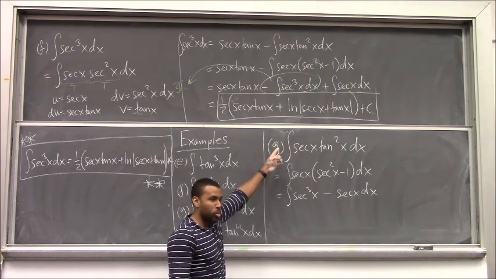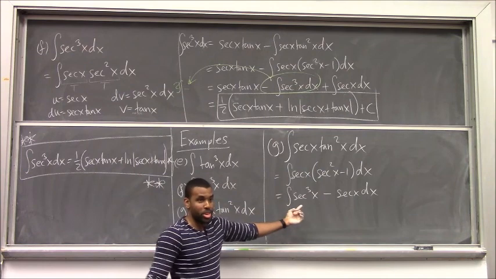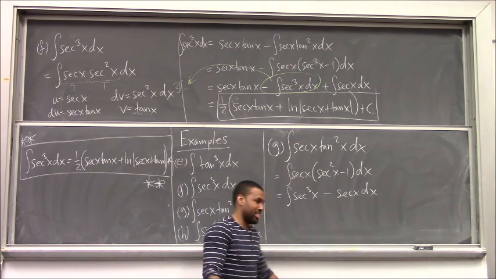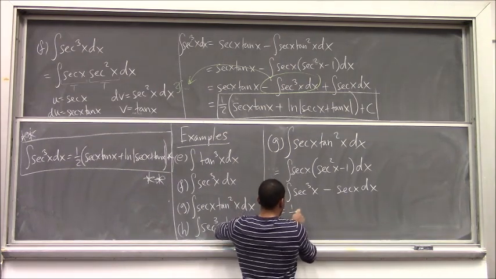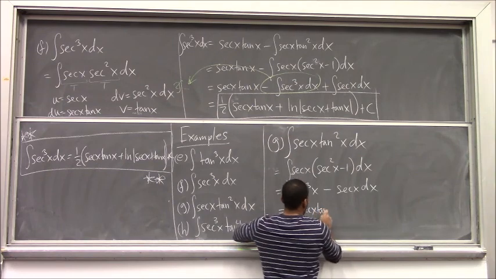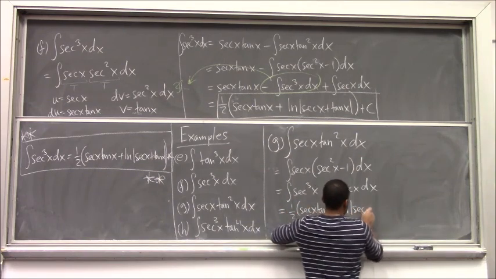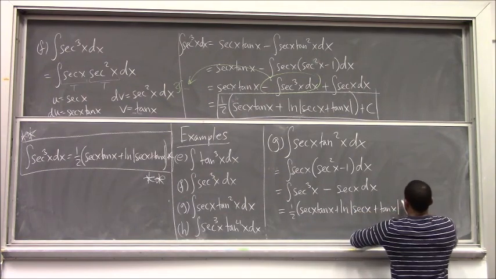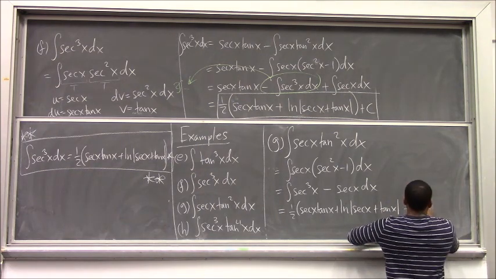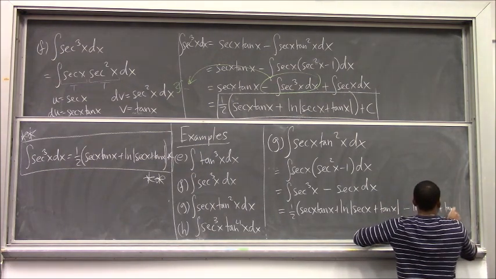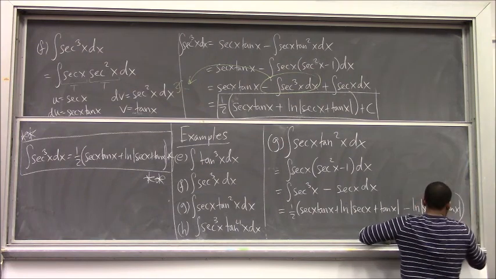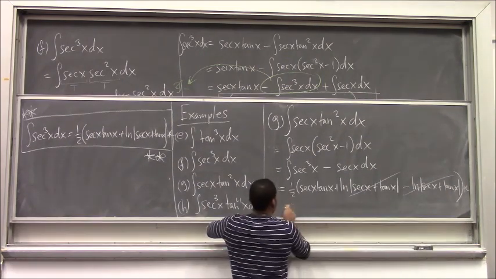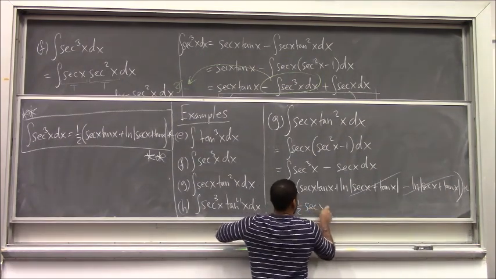Yeah. So this was a fair quiz problem. If you didn't know that, this is going to be annoying, because trying to do that while having this guy tagging along isn't really going to be fun. But now we know this one. It's 1/2 secant x tangent x plus ln of secant x plus tangent x minus ln of secant x plus tangent x. See? And of course that kills that. So it's actually 1/2 secant x tangent x.